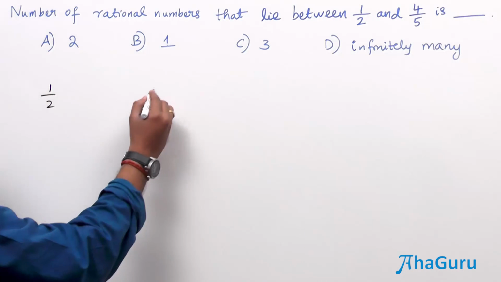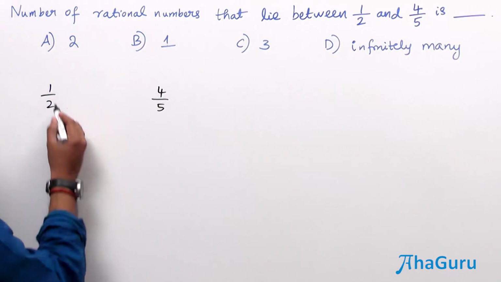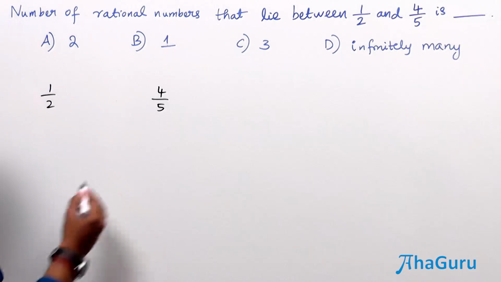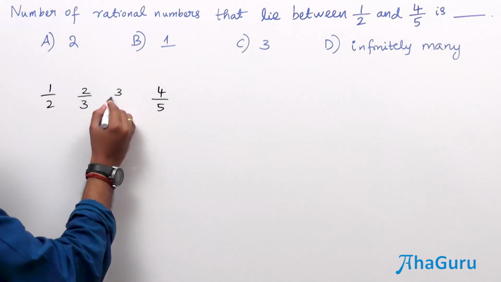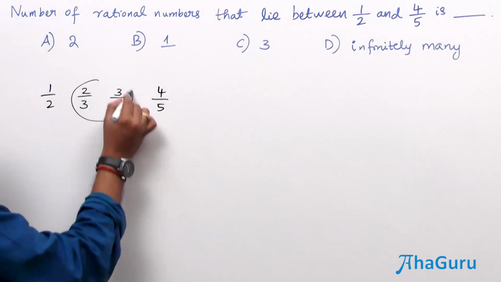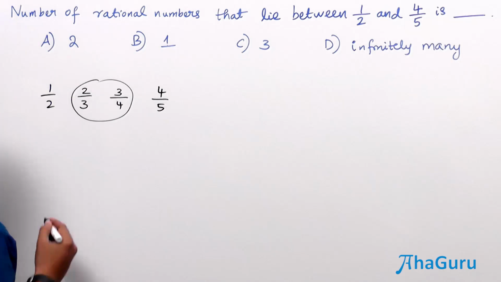So you have 1/2 and 4/5. They may observe something: the numerator and denominator differ by 1. Here also the same. So they may think that the in-between numbers are 2/3 and 3/4, and possibly may think that it's 2.